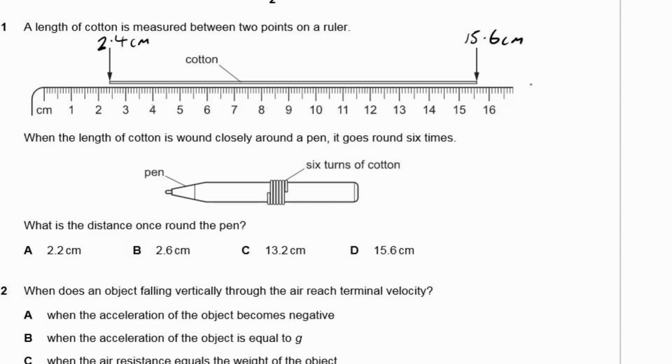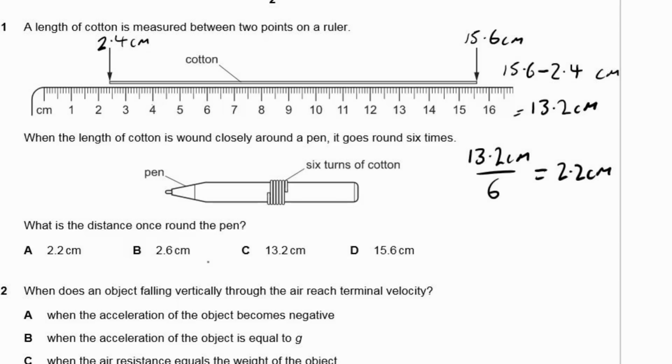There we go. Alright, so the length of the cotton is going to be 15.6 minus 2.4 centimeters. And that is going to give us 13.2 centimeters. And that winds round the pen 6 times. So if I want to find the circumference of the pen once round a pen, then that's going to be 13.2 centimeters divided by 6, which will give me 2.2 centimeters. And that is option A. There we go. Let's look at question number 2.